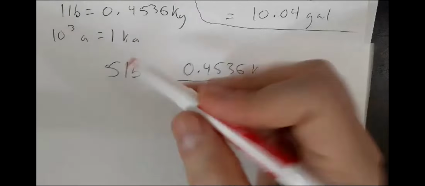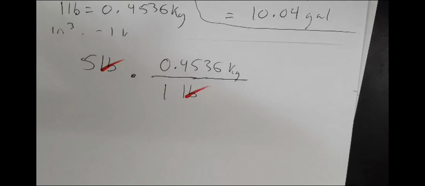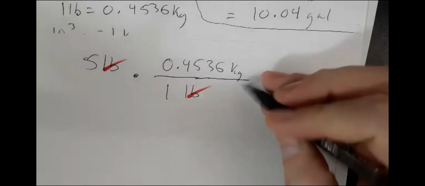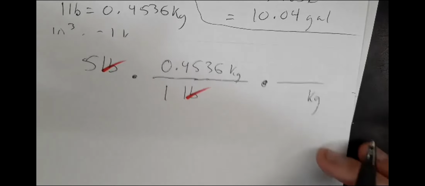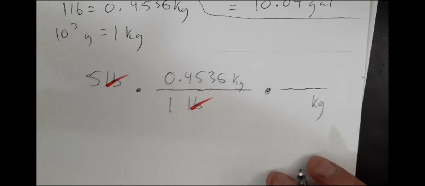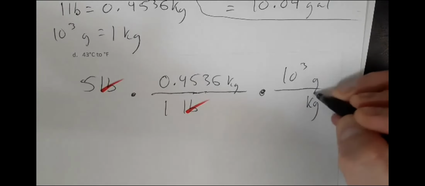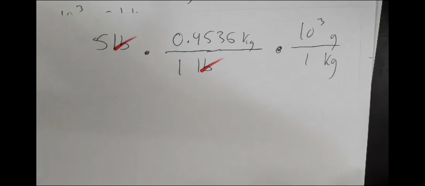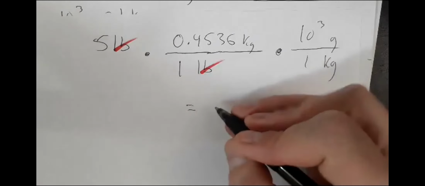Let's do some slashing. Slash, slash. That's getting rid of my pounds. Now I want to get rid of my kilograms. I want to go from kilograms to grams. My kilograms are on top over here, so I want to put them on the bottom over here. 1 kilogram is 10 to the third grams. So it looks like I multiply 5 by 0.4536, and I also multiply it by 1,000. So I'm multiplying everything in this problem, and if I multiply everything, it gives me an even 2268.